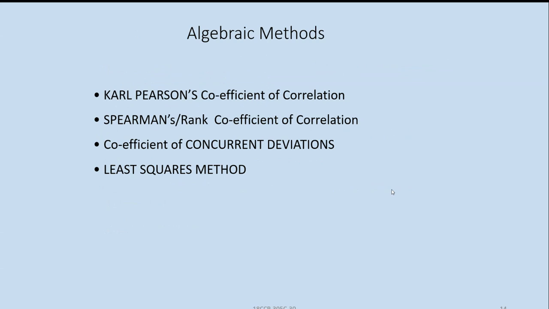Next, we will see algebraic methods, that is, mathematical methods: Karl Pearson's coefficient of correlation, Spearman's rank correlation coefficient, coefficient of concurrent deviations, and least squares method. Four methods are there for calculating correlation, and in our syllabus only the first two, Karl Pearson's coefficient of correlation and Spearman's rank coefficient of correlation, are there.